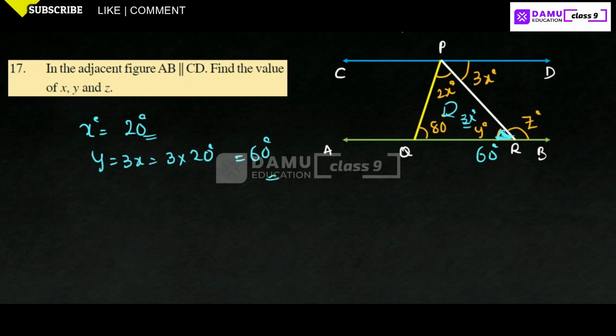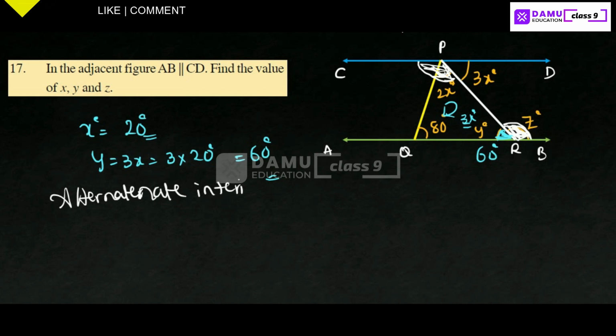So from here, what you can say is this angle, the z angle, and this angle, totally these two are alternate interior angles. So these two are alternate interior angles. So alternate interior angles are equal. Alternate interior angles are equal.